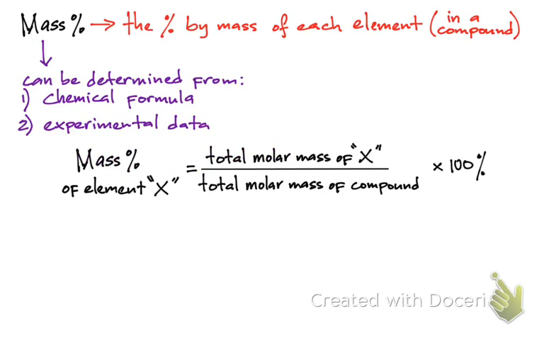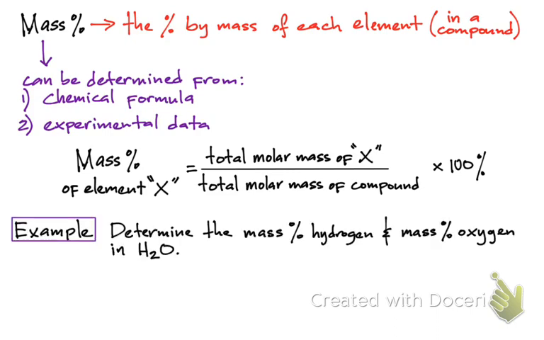Here's the formula for the mass percent. Let's say you have an element X. You can calculate the mass percent of element X by dividing the total molar mass of the element by the total molar mass of the compound, multiplied by 100%. So this is a typical percent equation. In this case, it would be for mass.